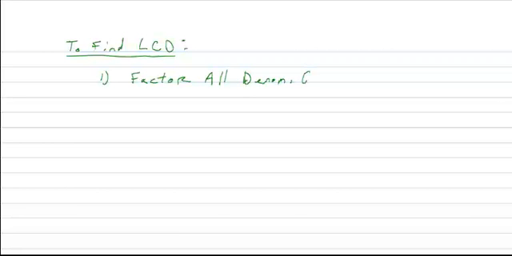To find our LCD, now remember, when we were simplifying rational expressions, we factored all numerators and all denominators. When we multiplied and divided, we factored all numerators and denominators. Now, we're going to factor all denominators only. Do not factor your numerators, just your denominators.